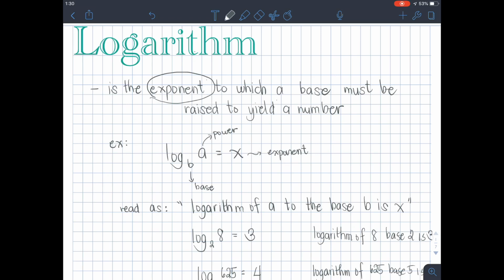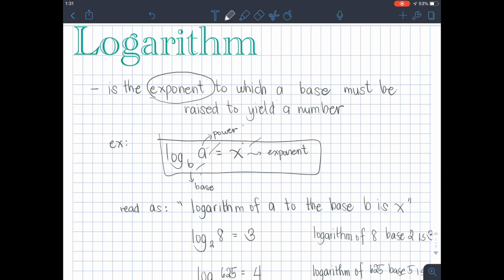So for example, itong expression na to na may notation na ganito. So, binabasa ito as logarithm of a to the base b is x. So, yung bawat variable na ginamit ko dito may equivalent meaning. So, yung a, siya yung power, yung b, siya yung base, tapos yung x, siya yung exponent.